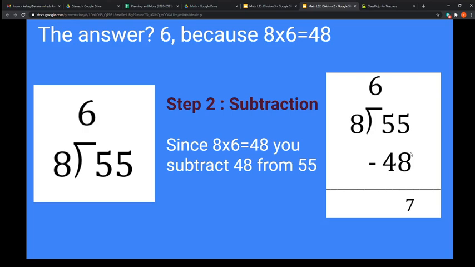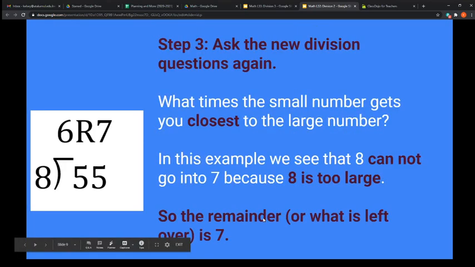Subtraction is step 2. So again, when you find the answer, 8 times 6 equals 48, you write that up on top. And then when you're subtracting, you put that 48 right underneath the 55 and subtract. Step 3, ask the new division question again. What times the small number gets you closest to the large number? In this example, we see that 8 cannot go into 7 because 8 is too large. So the remainder, or what is left over, is 7.